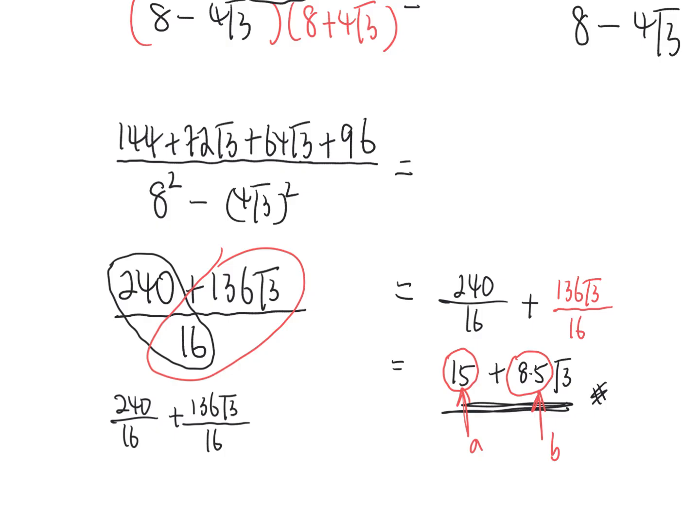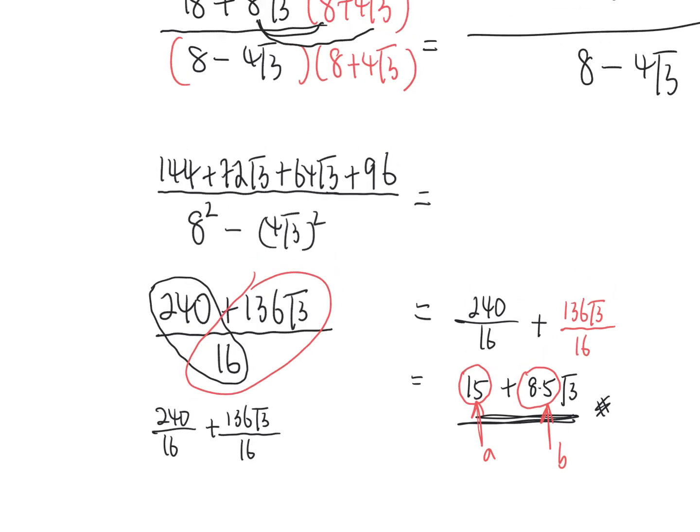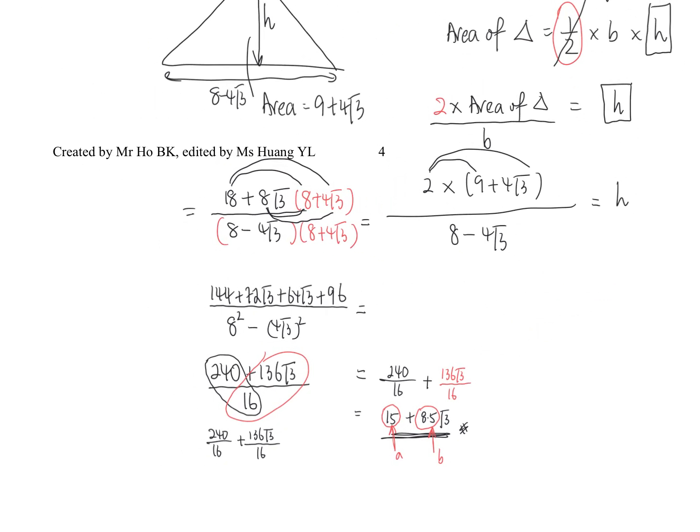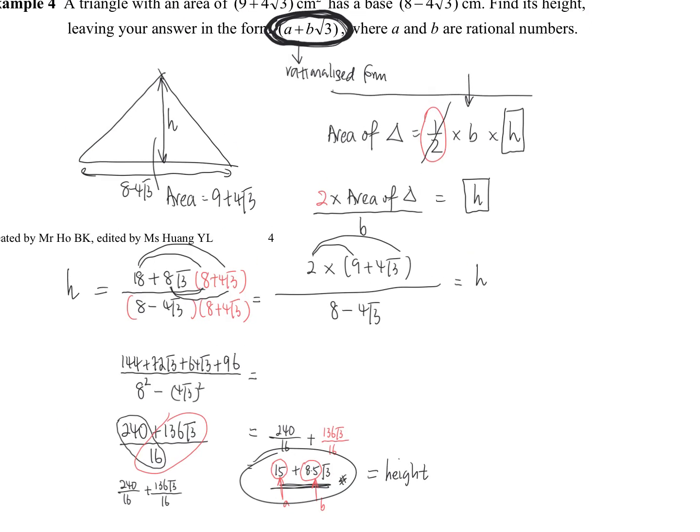Okay, next one. Which one? This one is the height, no? The whole thing we have been finding is height. So this thing is the height, in cm. This whole expression is your height in rationalized form. How do you know which one to put on top and which one to put at the bottom? You look at the area formula, this one. So when you try to simplify it, area is on top.